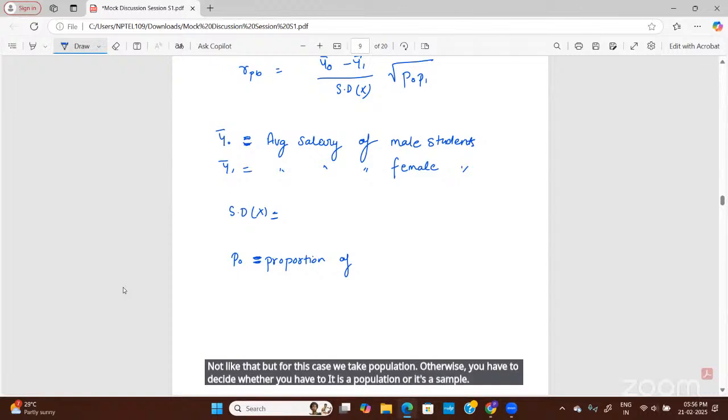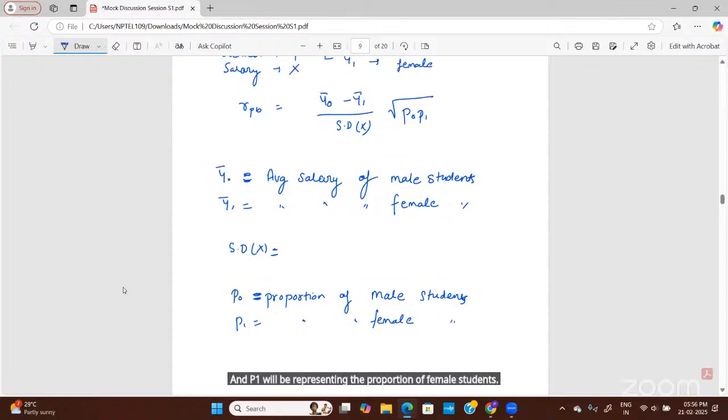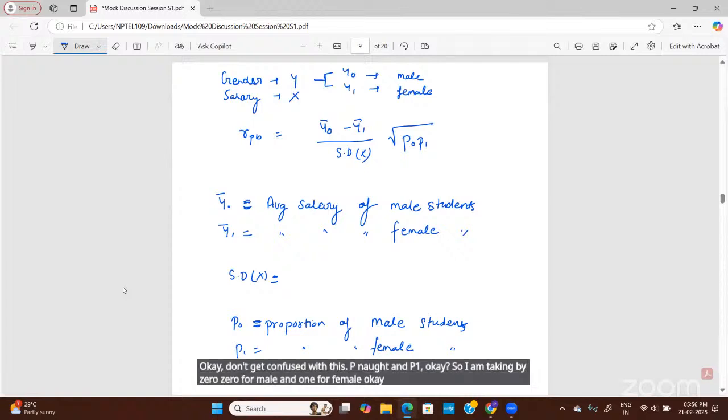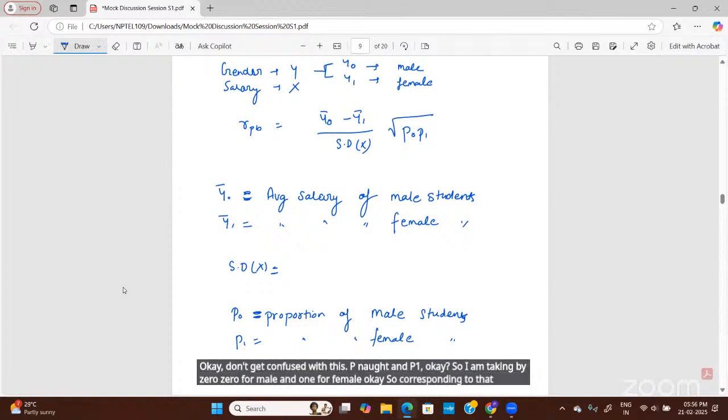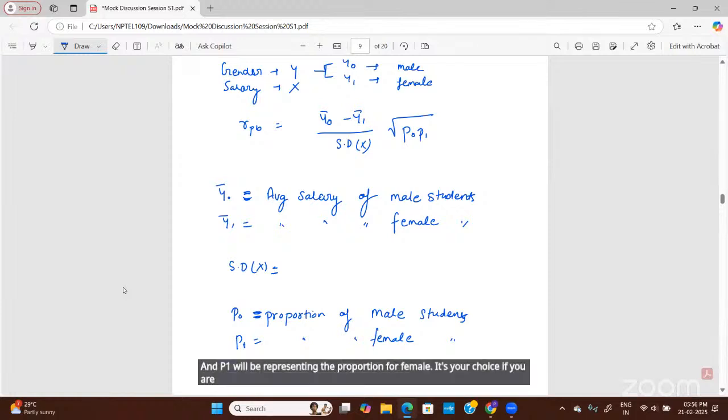So P0 will represent the proportion of male students in total, and P1 will represent the proportion of female students. Don't get confused with P0 and P1. I am taking 0 for male and 1 for female, so P0 represents the proportion for male and P1 the proportion for female. It's your choice if you want Y0 for female and Y1 for male; that is also fine.